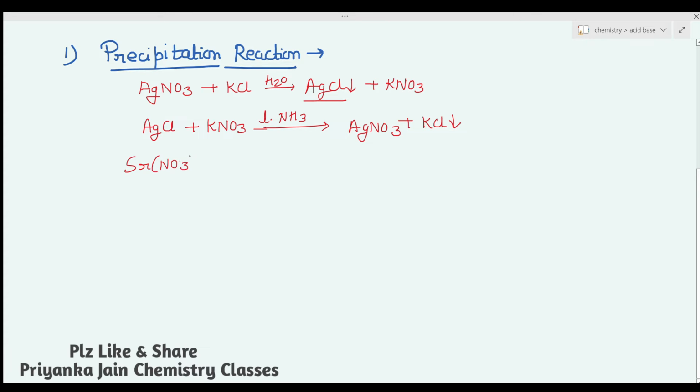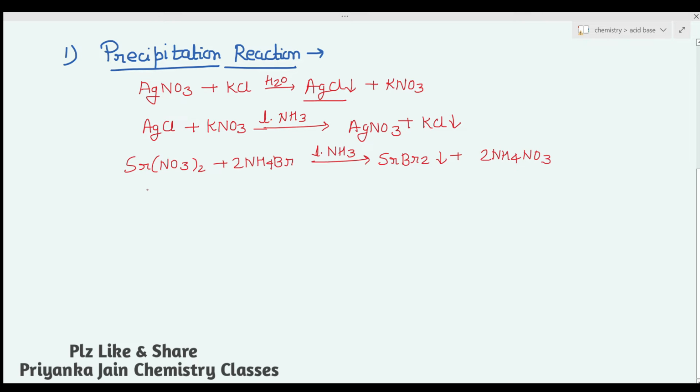Sr(NO3)2 is reacting with 2NH4Br. Okay, and here write down liquid NH3, and by this we are getting SrBr2. This will get precipitated, plus we are getting 2NH4NO3.